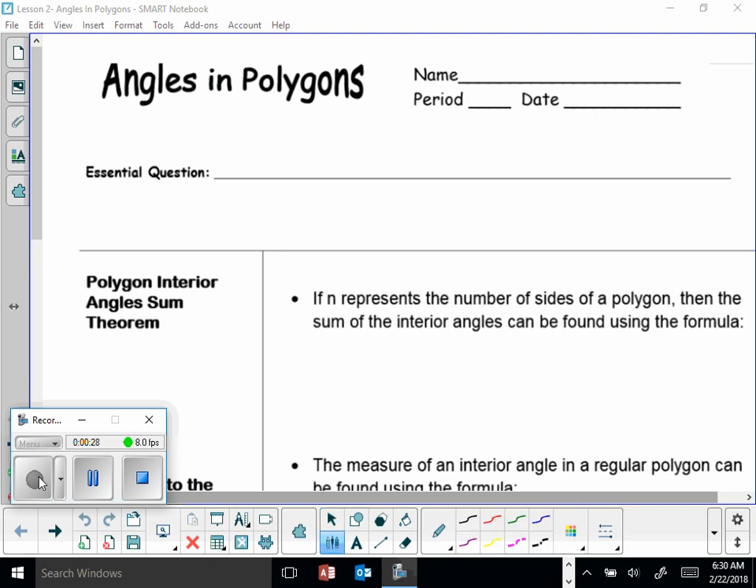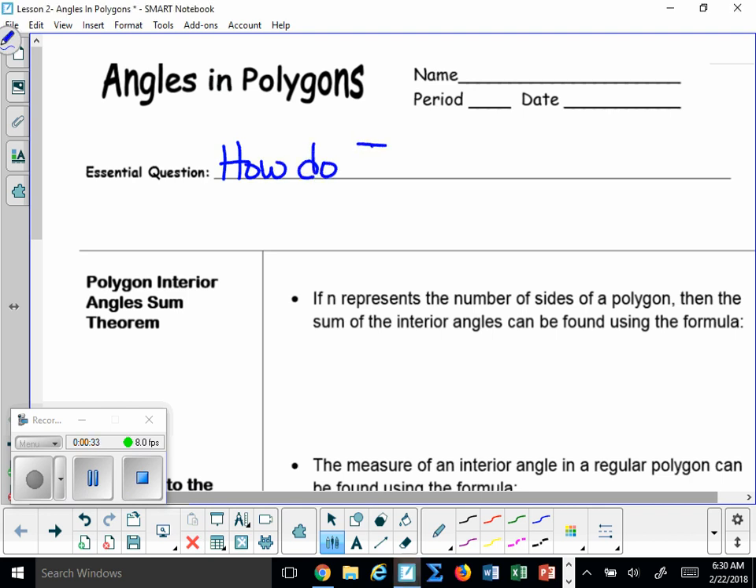So our essential question is, how do I find angle measures in polygons?